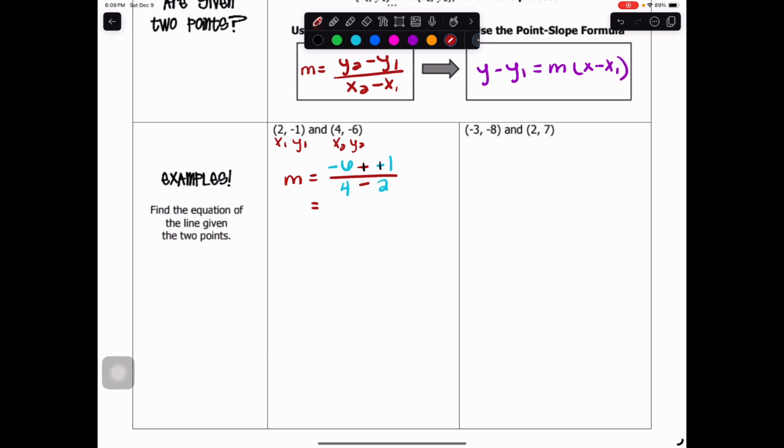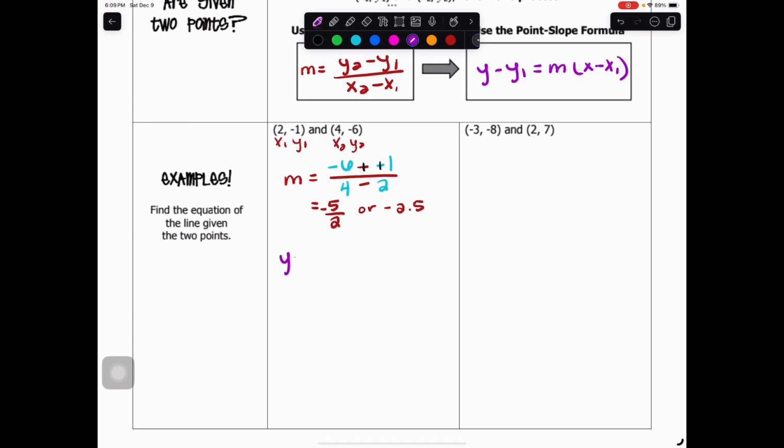-6 plus 1 would be -5. And then 4 take away 2 is 2. So you can leave that right as -5 halves. Of course, you could write it as -2.5 as well. So now that we have the slope, we should be able to put everything into the point slope formula.